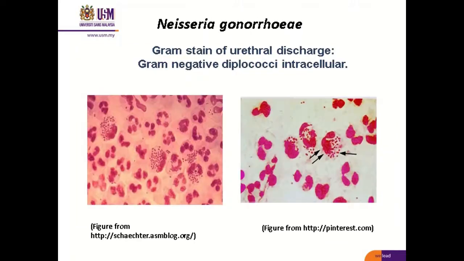Next, we go to Neisseria gonorrhoeae. On Gram stain of urethral discharge, we can see gram-negative diplococci, intracellular. So we can differentiate it from Neisseria meningitidis, which is not intracellular. We can see Neisseria meningitidis outside of the cell. But gonorrhea is intracellular.